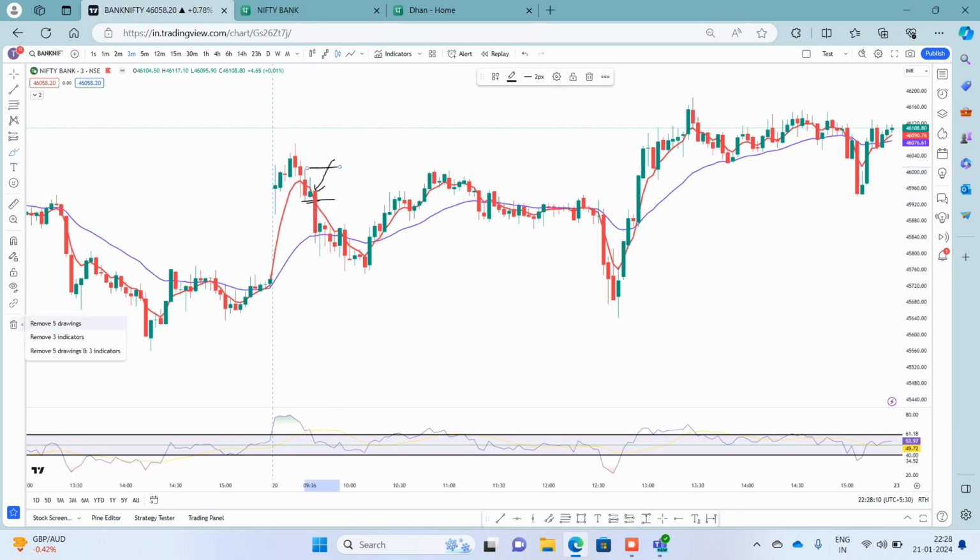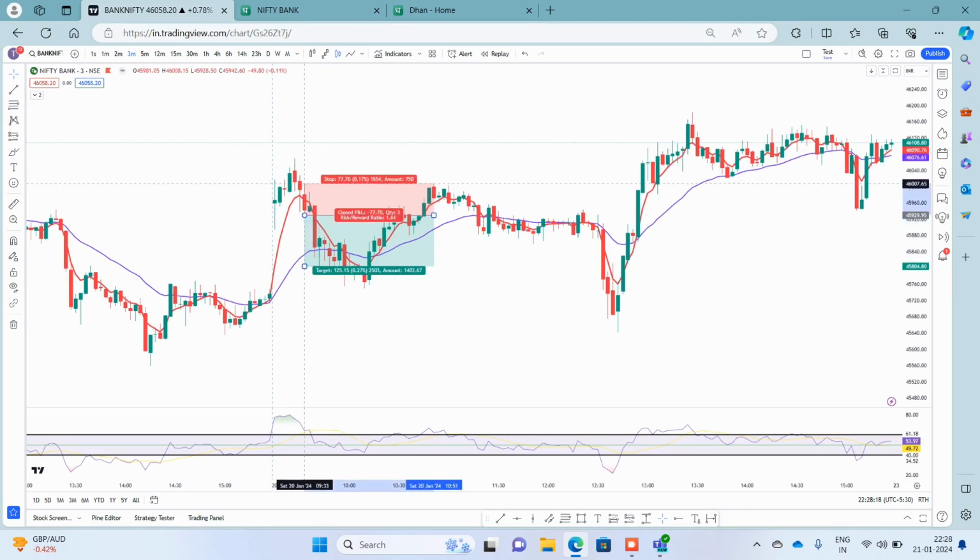What will be your reward? Your reward will be minimum 1:1. Let's assume our entry is here, and this top of the wick here, what is our stop loss? Our stop loss is 79 points. Okay, then what should be our target? First target is 79 points. This should be our first target.